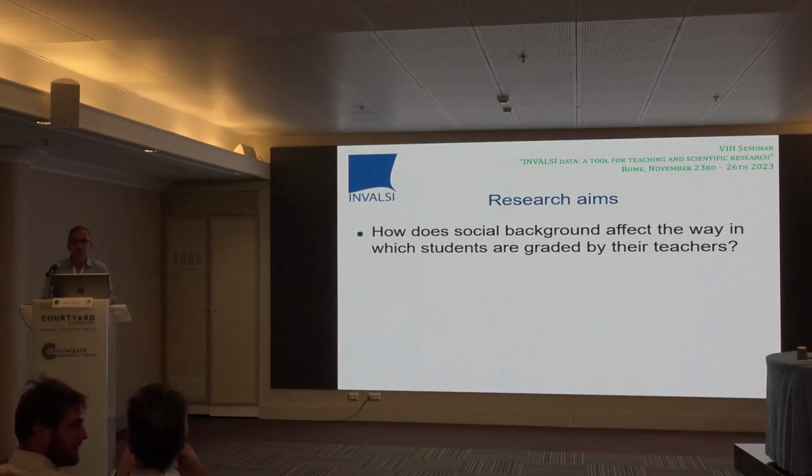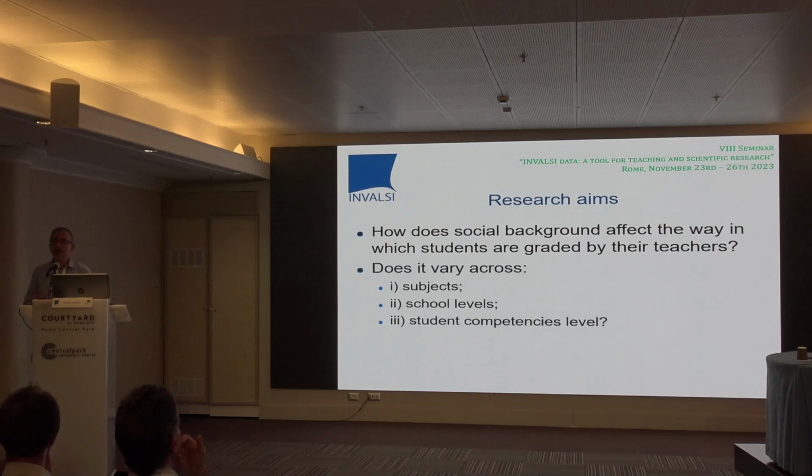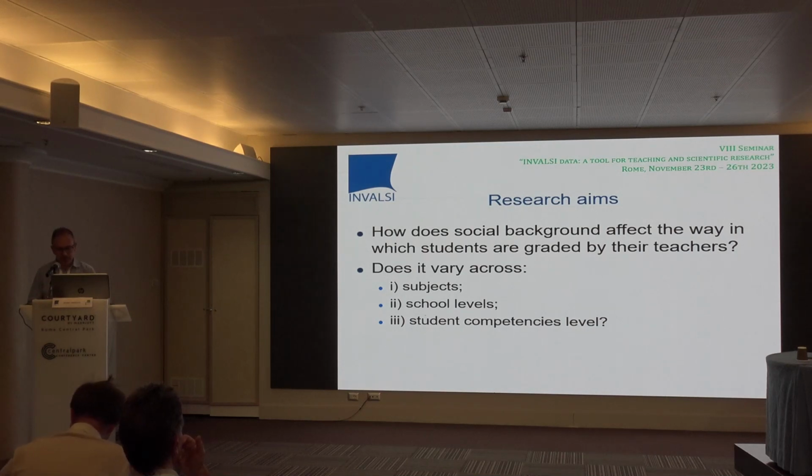So, research aims. Just start with that. I start with a simple question. How does a student's social background affect the way in which students are graded by their teachers? And in particular, I'm interested in understanding heterogeneity and variation across subjects, so Italian and mathematics, school levels, and also student competencies level, on which there is not much evidence so far.